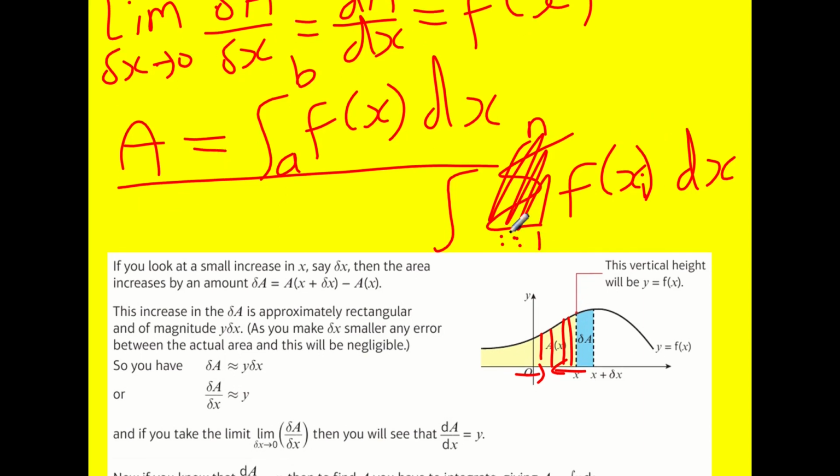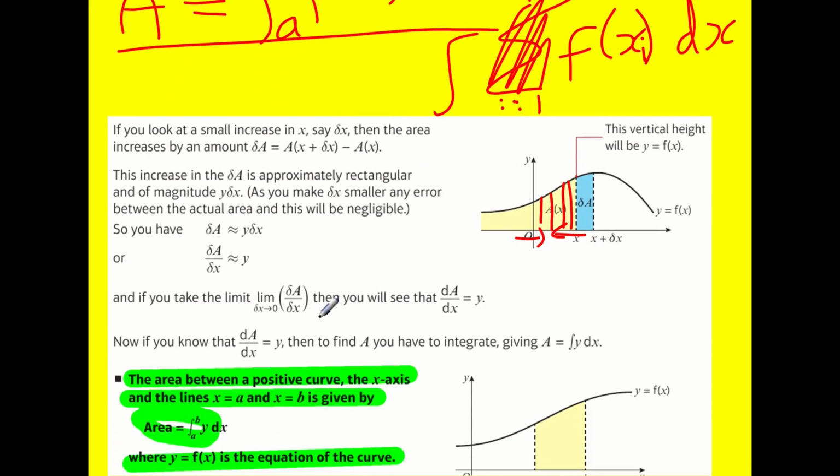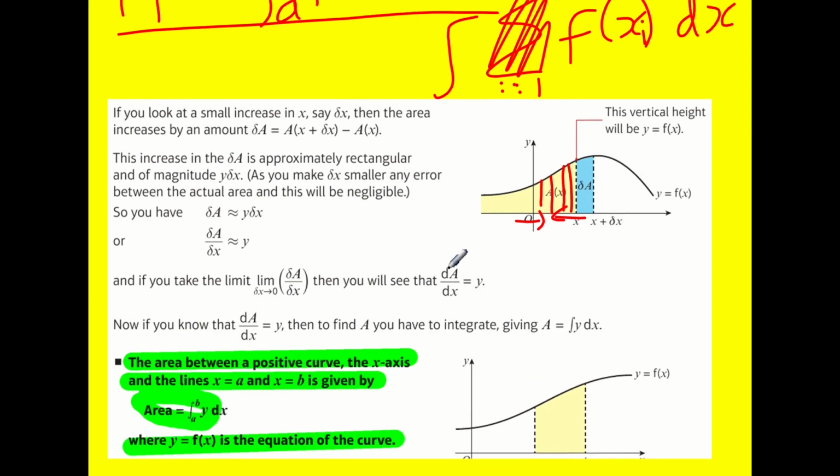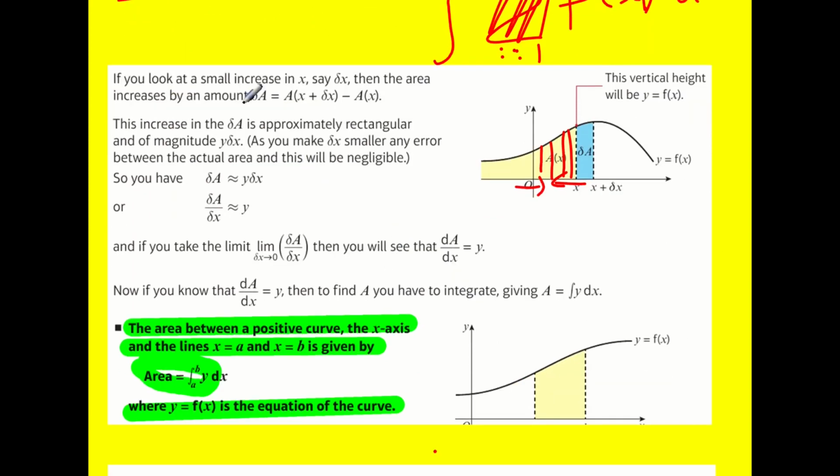So instead of summing from i equals 1 up to n or whatever, we say that we're summing between x equals a and x equals b, and we're adding up all these rectangles. I hope that clears up the notation a little bit. Okay, on with some examples.